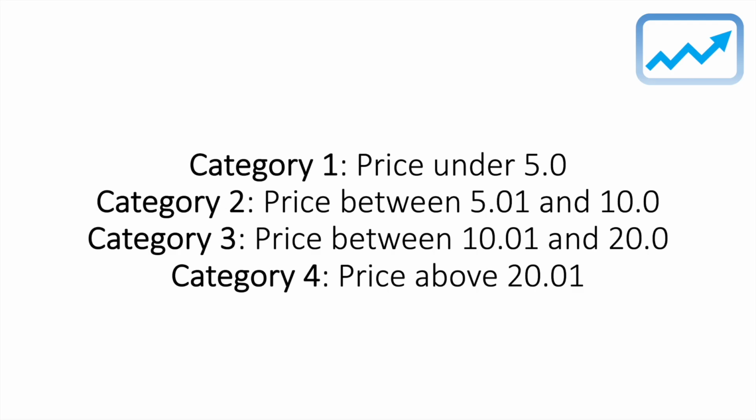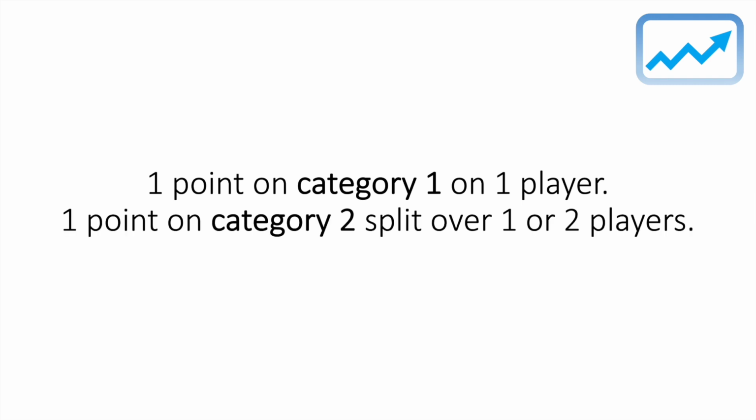So here is the staking plan for this strategy. Now please remember, we are only risking an overall trade stake of 4 points. So this is how I attribute these 4 points. I'll place 1 point on a category 1 player. So this is a player priced under 5.0. I will then place another point on category 2 players. Now these will be split over 1 or 2 players, depending on other criteria.